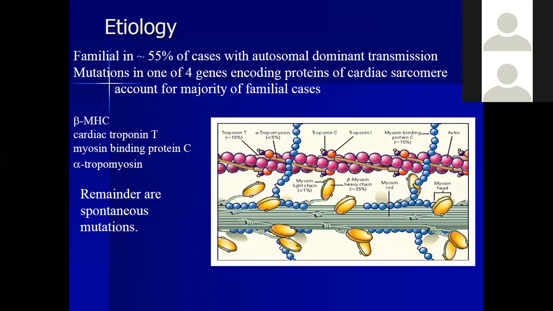The majority of these hypertrophic cardiomyopathy cases, 55%, are familial with autosomal dominant transmission. There are different genes. They are not 4 genes. There are more than 4 genes. But the most common are beta MHC, cardiac troponin, myosin binding protein C, and alpha tropomyosin. The remainder are spontaneous mutations. Some people don't even know what the cause of hypertrophic cardiomyopathy is. Some genetic studies come back negative. So hypertrophic cardiomyopathy runs in families, and they have a risk of sudden cardiac death.